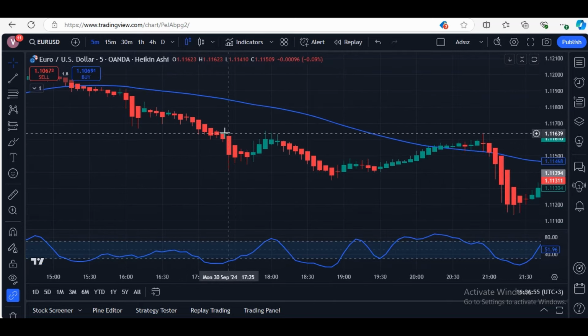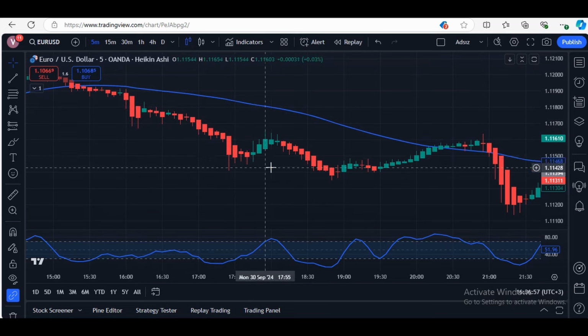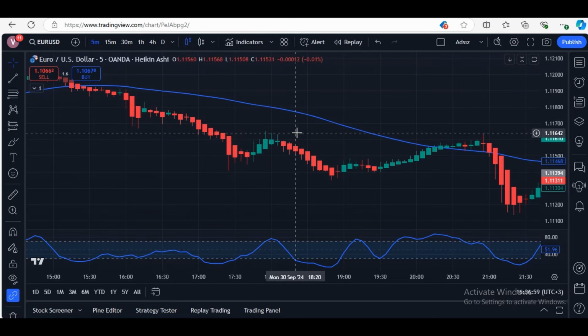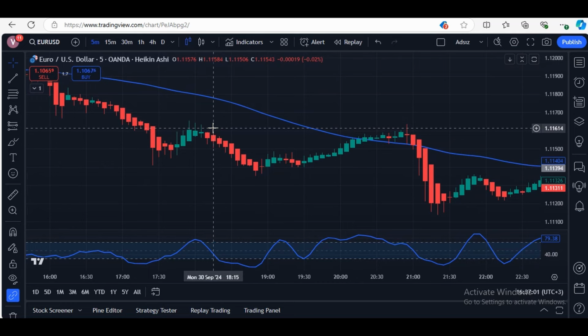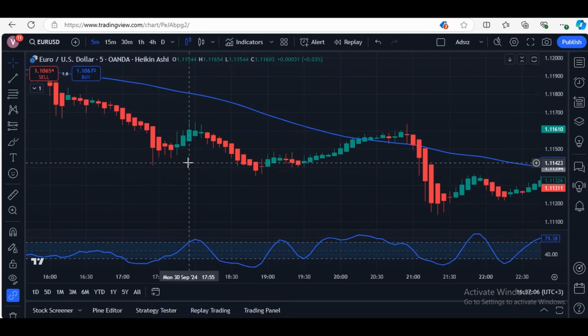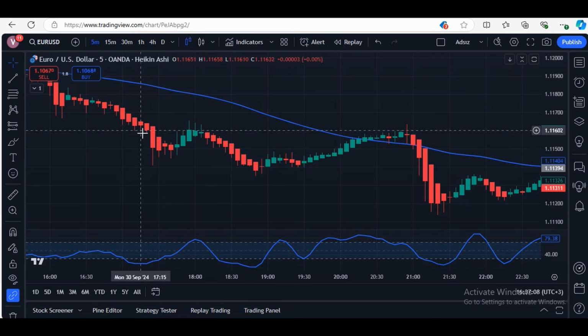So we should open our position here. After opening our position, we set our stop 1 or 2 levels above the last high and set our take profit at 2 or 2.5 times our stop. But there is one thing we should know.